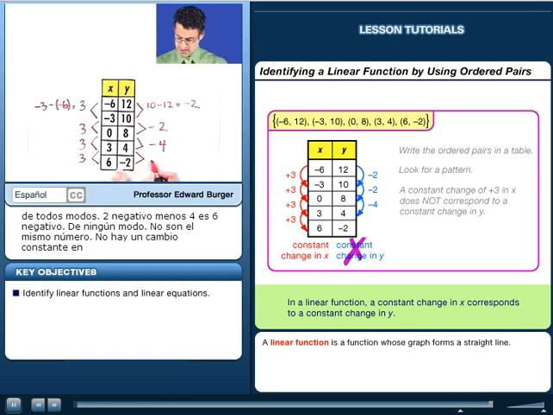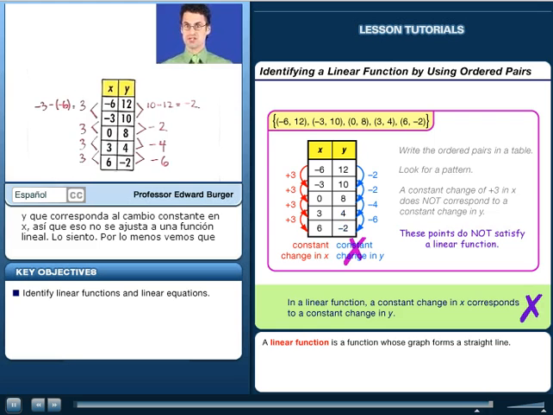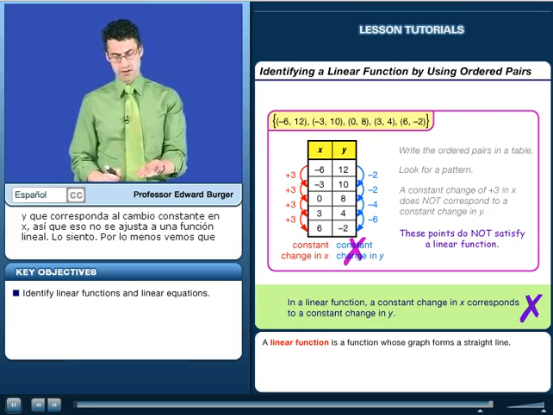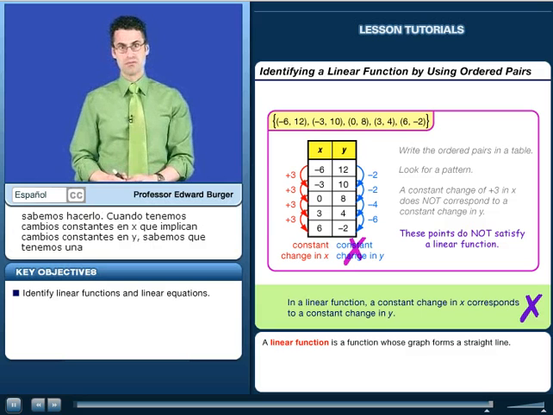Negative 2 minus 4 is negative 6. No way. These are not all the same number. There is not a constant change in y to correspond with the constant change in x. So this is, in fact, not going to conform to a linear function. Sorry, but at least we see that we can do it. When we have constant changes in x and they imply constant changes in y, then we know we've got a linear function.